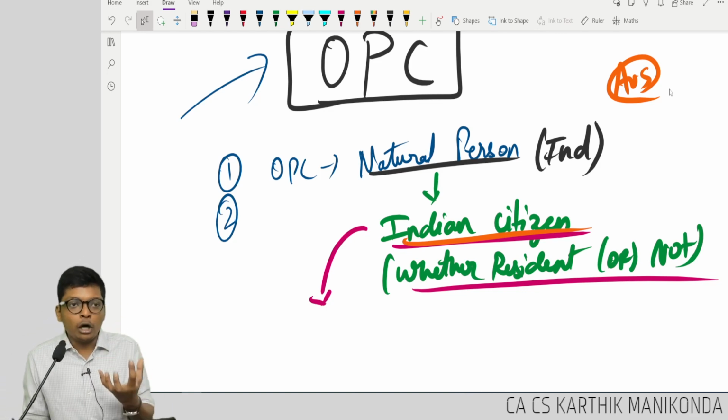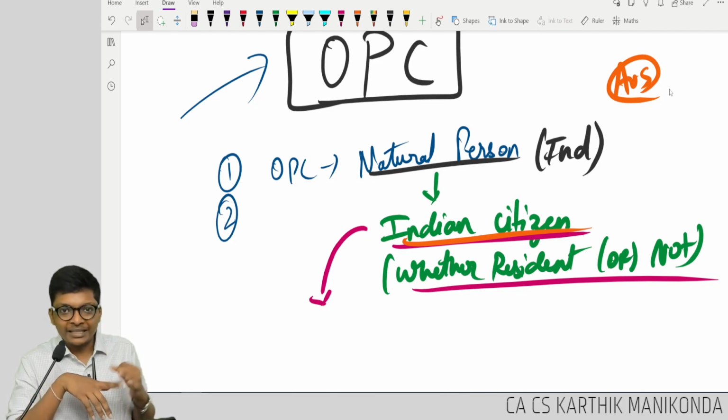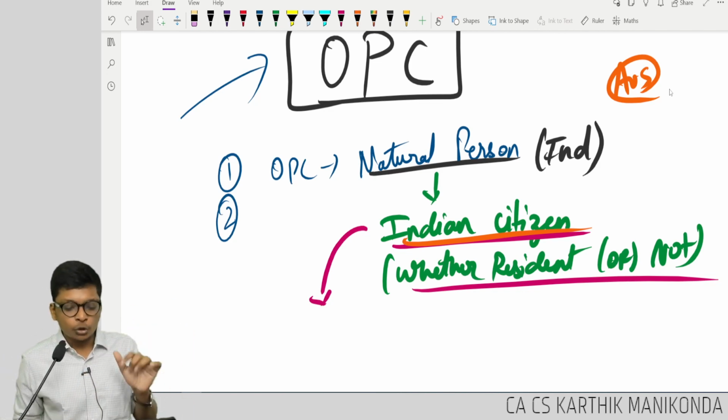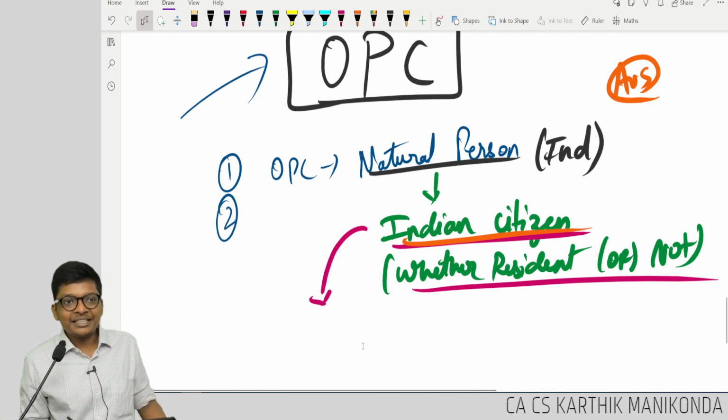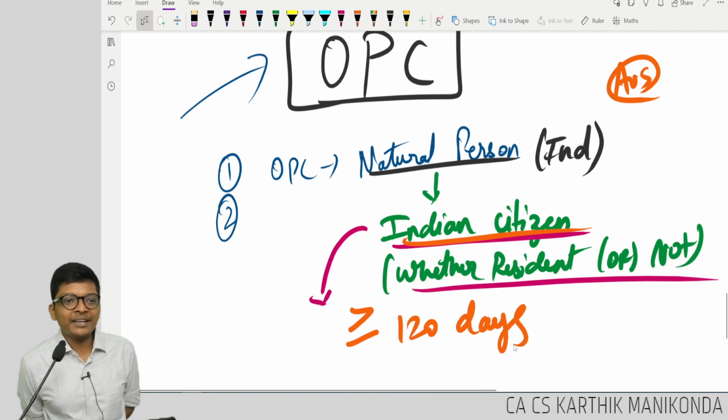One-person company has a lot of benefits. One-person company and small company have a lot of benefits. One example is that one-person company and small company need not prepare a cash flow statement. So, a lot of exemptions. No exemption for you. So, they are saying such an Indian citizen should stay in India for at least 120 days in the previous year.